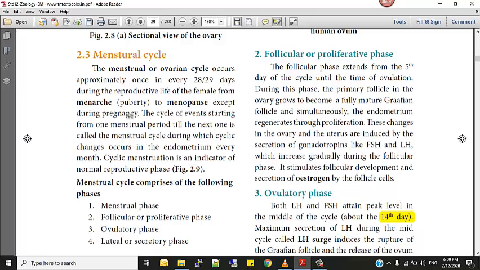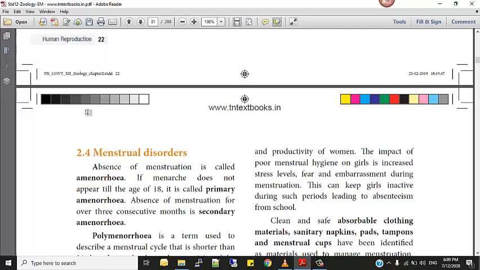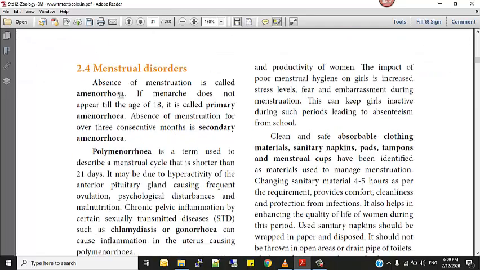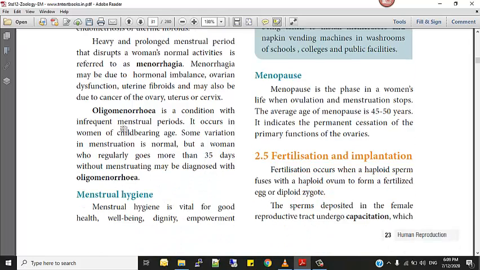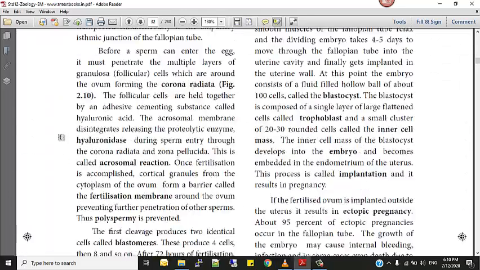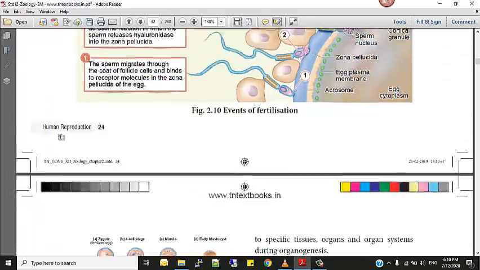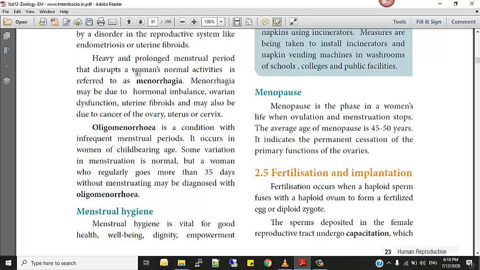We will meet in the next class, and next class we will be focusing on menstrual disorder problems. What are the menstrual disorders? And we will also be seeing about fertilization and implantation. What are the developments taking place in the fetus? We will be seeing amazing things. I hope I will collect videos and show you in the next class. I hope today's class is interesting.